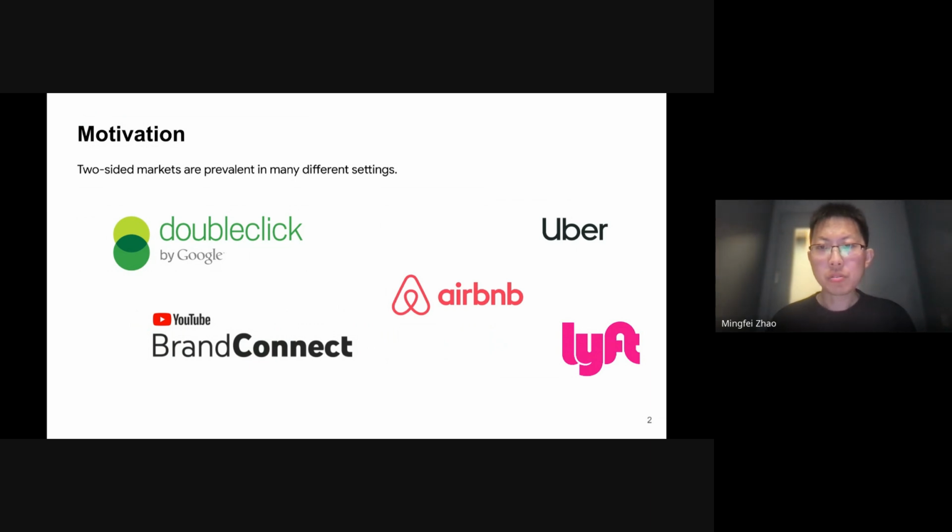Two-sided markets are attributed to many important applications in real markets. For example, stock exchange or Google DoubleClick, where the advertisers try to purchase ad slots from websites who wish to sell the slots, or also YouTube Brand Connects, a sponsored content market between brands and content creators, and also some online exchange markets such as Uber, Lyft, or Airbnb.